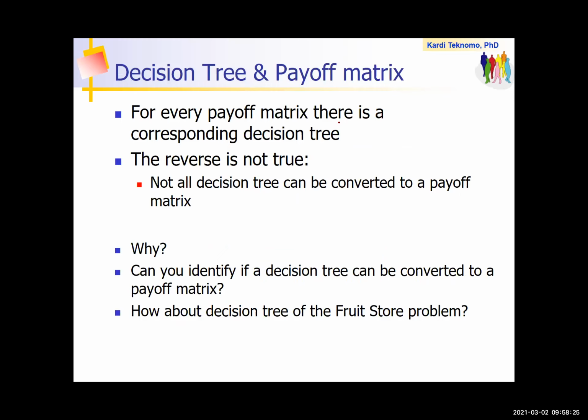Now, for every payoff matrix, there is a corresponding decision tree. But the reverse is not true. Not all decision trees can be converted into a payoff matrix. My question to you, why? Anyone have an idea why you can convert a payoff matrix into a decision tree, but not the other way around? Because the probability is different. Correct. When the probability is different for each decision, then you cannot make it into a payoff matrix.